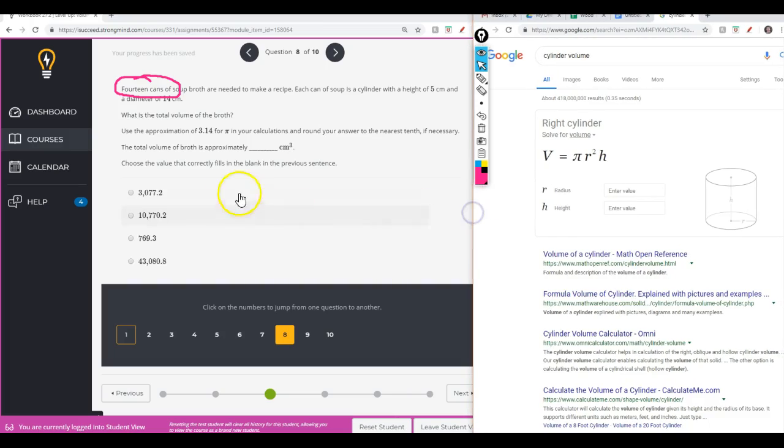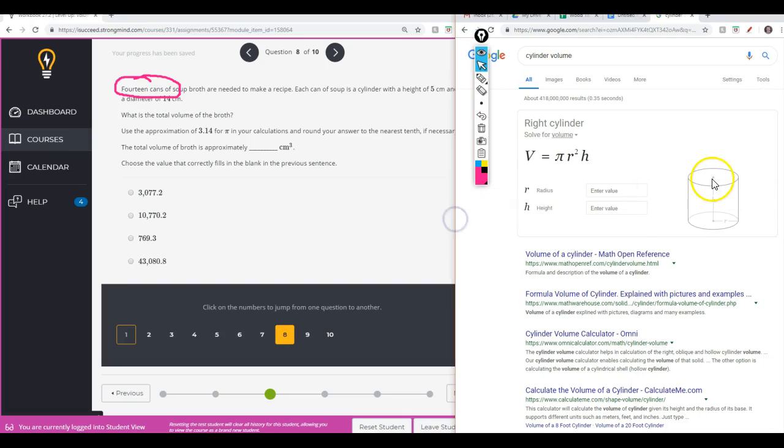I know it says to use 3.14 in our calculations. I'm just going to explain the other information. So we have height right here, which is 5. So I could enter in 5. And then it says a diameter of 14. Well, the next information to enter in would be radius, which is not the diameter.